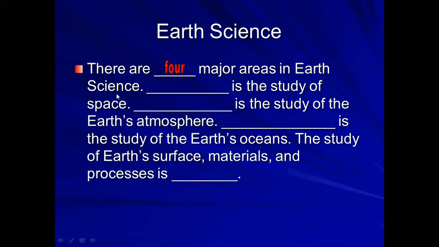There are four major areas in Earth science. Astronomy is the study of space. Meteorology is the study of Earth's atmosphere. Oceanography is the study of Earth's oceans. And the study of Earth's surface, materials, and processes is geology. Hopefully you guys have some of those things from the word within the word.